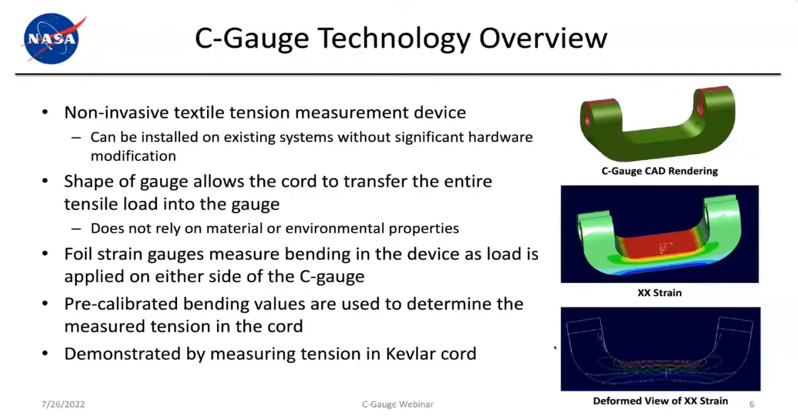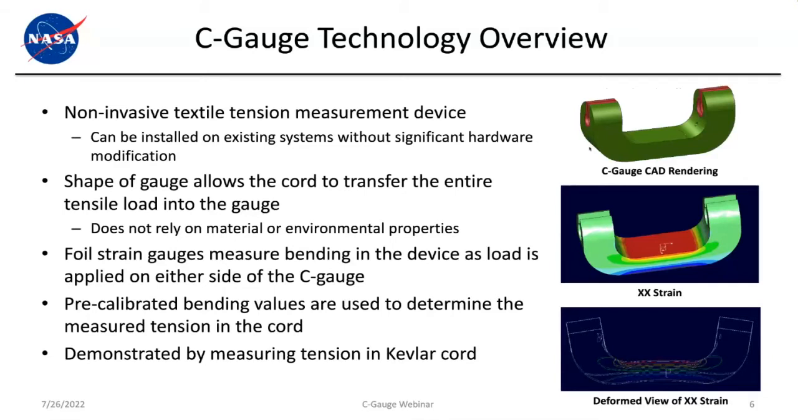So we stumbled on our idea of just basically clamping on a C gauge, if you will, to measure the tension in a cord without breaking the configuration and without relying on that out-of-plane force between the cord and the load cell. So we call it a non-invasive textile tension measurement device. So we can install it on any existing system.